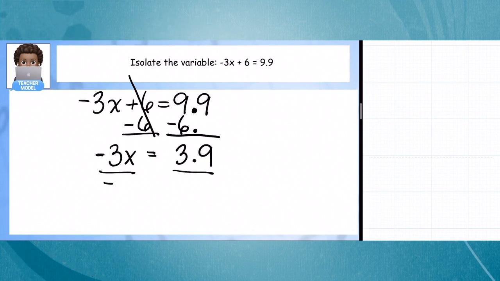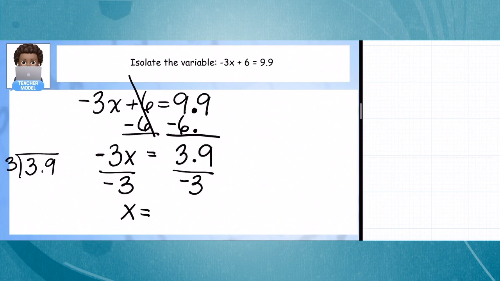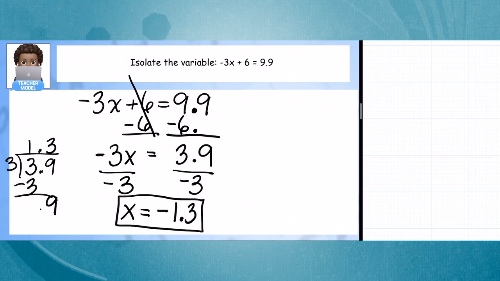Divide by your coefficient, negative 3, and x is equal to, and I'm going to just do this out in long division so we can see it. 3 goes into 3 once, decimal. 3 goes into 9 3 times. So remember, this has to be negative 1 and 3/10 because I'm doing a positive divided by a negative. So another place where we can make silly errors. So again, just be careful how you're doing your work.